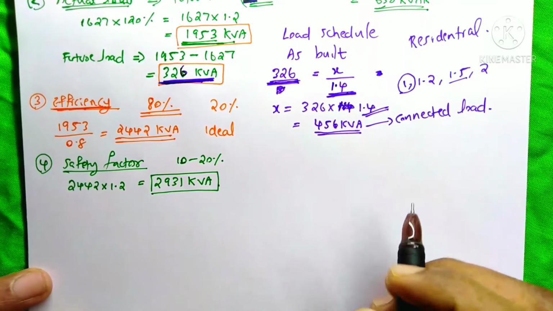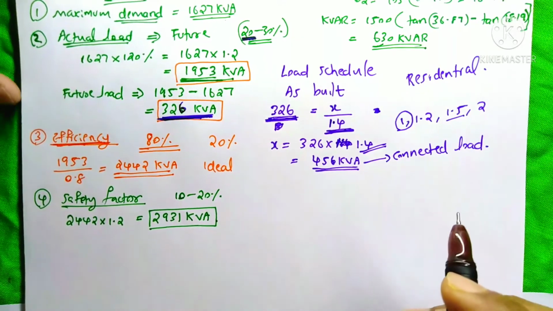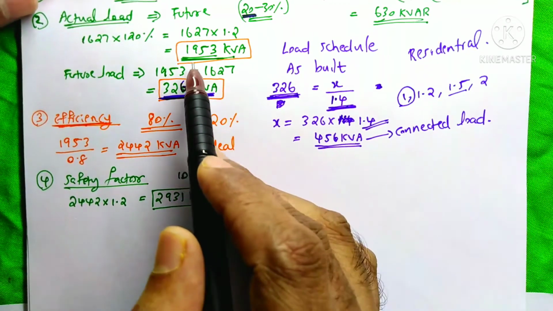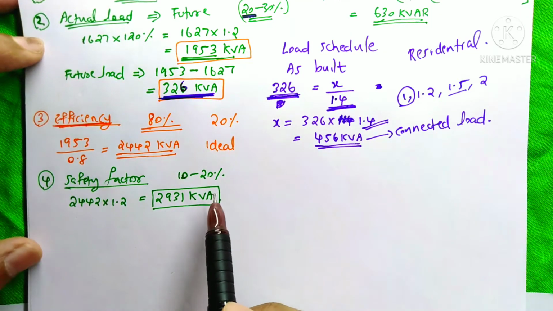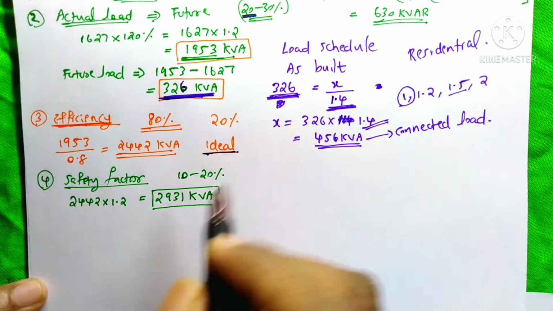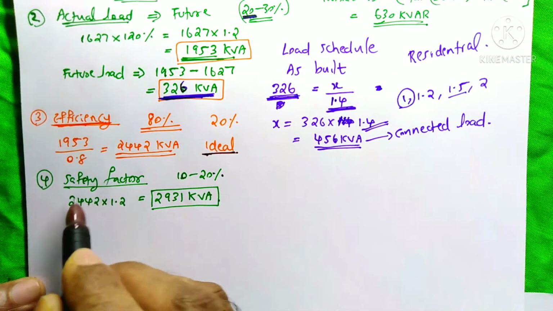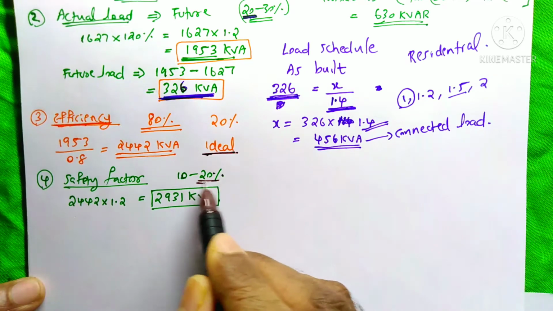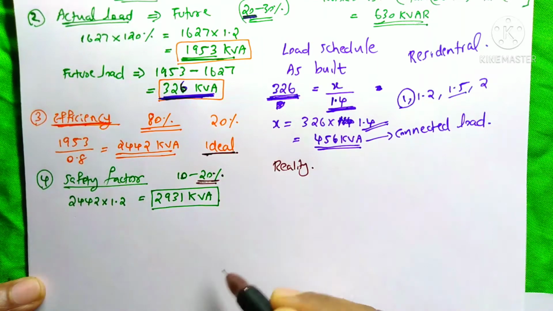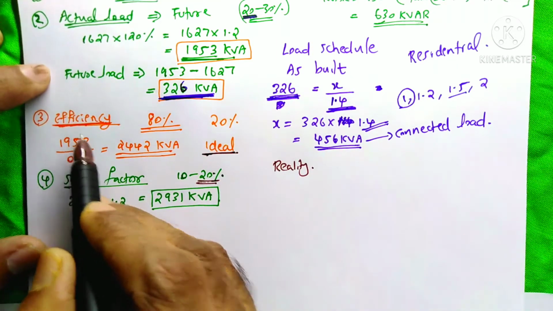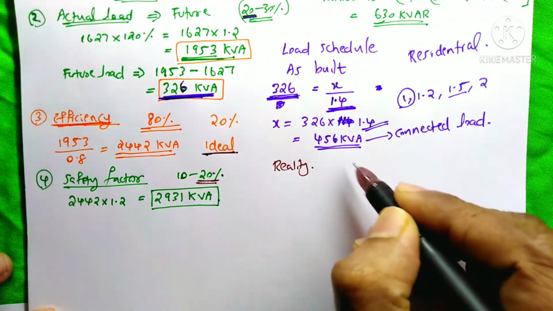Here I want to give you some additional information. Some inexperienced engineers make a mistake out of ignorance. After the second step, after the calculation of this actual load, they go directly to the safety factor calculation. They ignore this efficiency and directly apply the safety factor of 10-20%, and they believe that their transformer will get a safety factor of 20%. But in reality, they unknowingly apply this efficiency in their calculation, meaning they are actually compensating for this wastage. They are not getting any safety factor, meaning their transformer is not going to work safely.